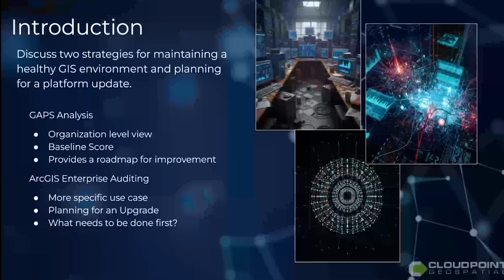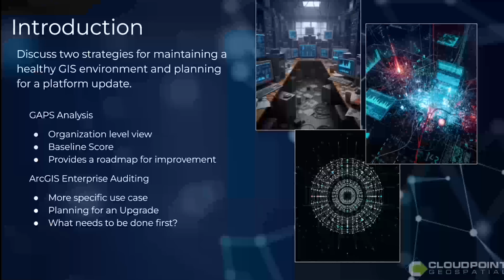So again, just a little bit more of an introduction. We're going to approach this from two different levels. When you think of a gaps analysis, you're looking more at the organizational level view. I'll go into more detail on this, but basically the gaps analysis is an overall assessment of your GIS program. One of the things you'll get out of that is a baseline score, and then that allows you to set some priorities and figure out what we need to do to provide a roadmap to improve your GIS program.